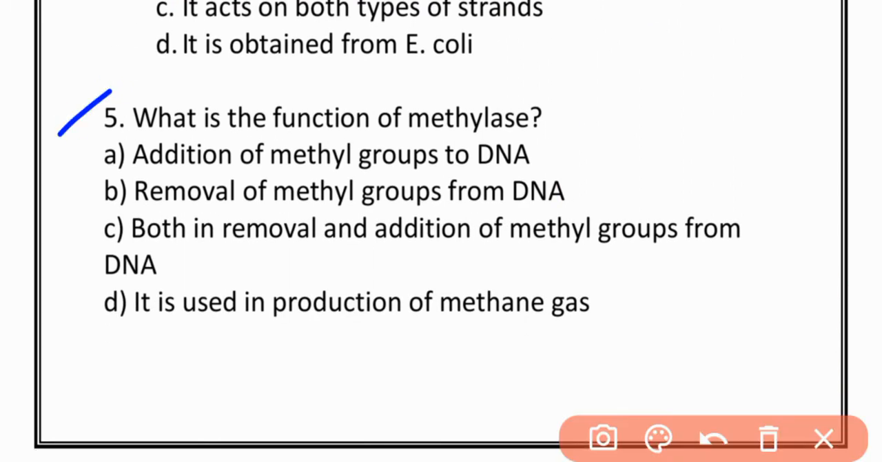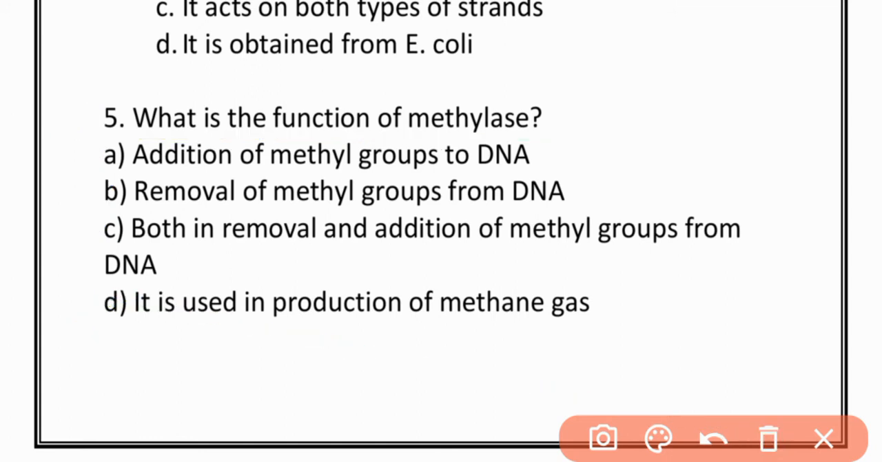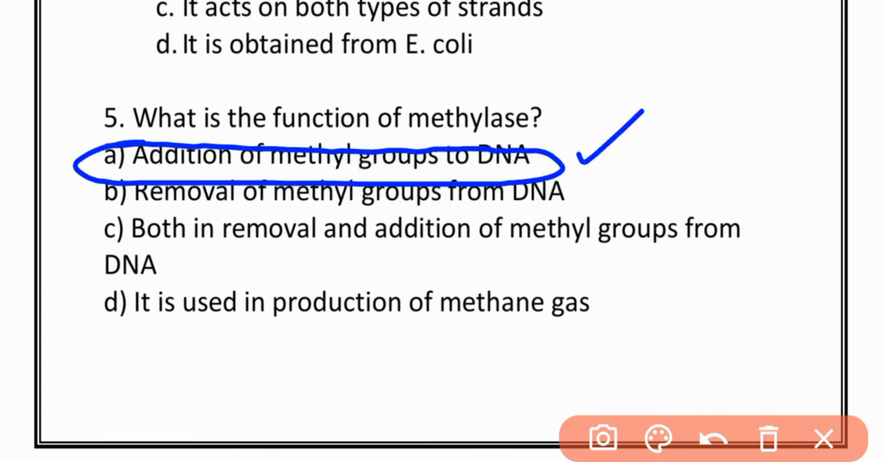MCQ number 5. What is the function of methylase? Option A is addition of methyl group to DNA. B is removal of methyl group from DNA. C is both removal and addition of methyl group from DNA. D is it is used in production of methane gas. The correct option is option A. Addition of methyl group to the DNA.